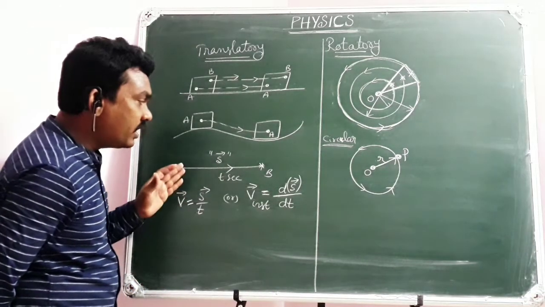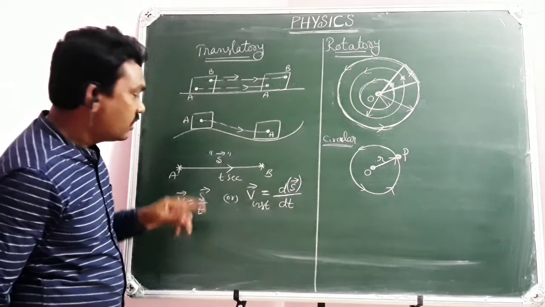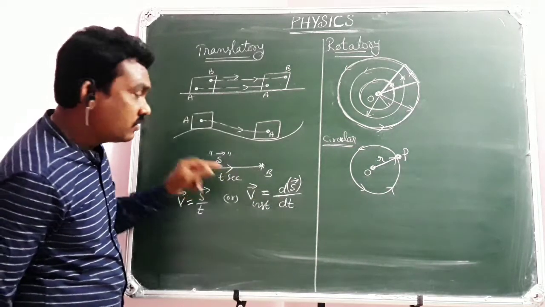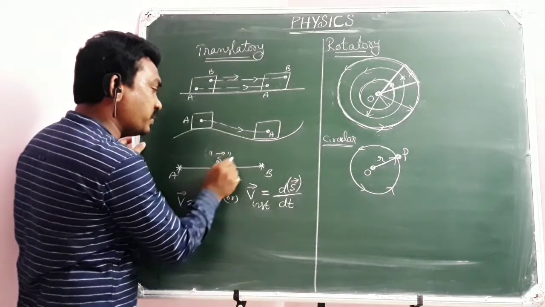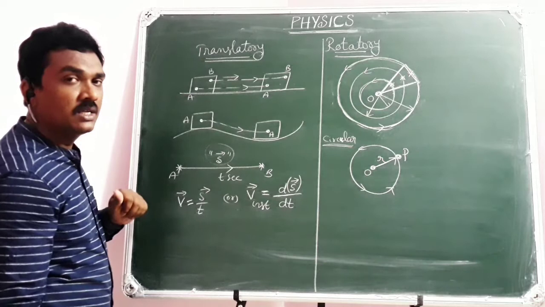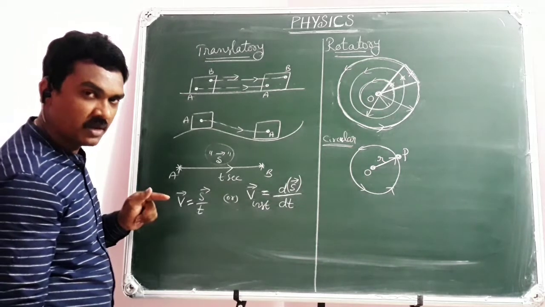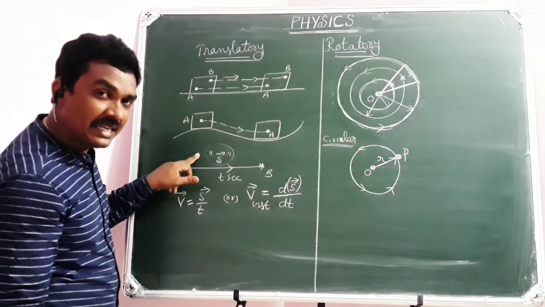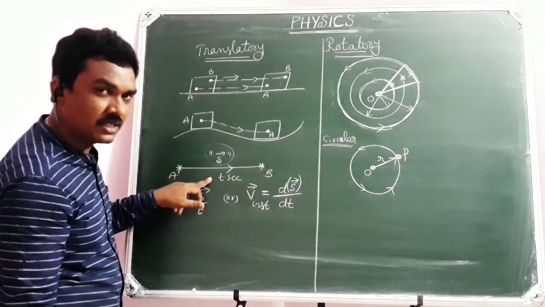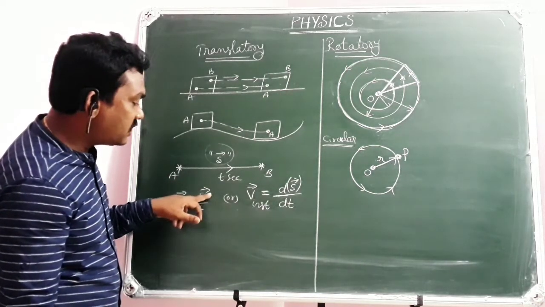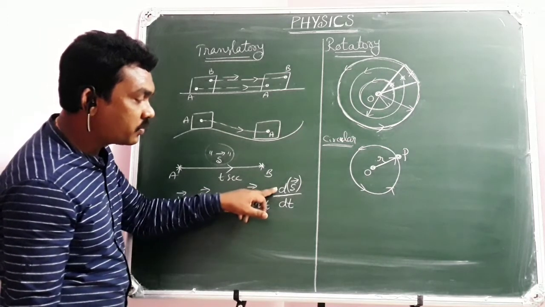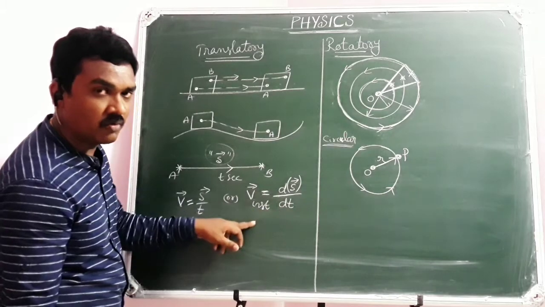This means when the body is moving in translatory motion, the change in position is expressed as displacement. Of course, you can term it linear displacement. I repeat: linear displacement. In what interval of time? T seconds. Then displacement per unit time, or the rate of change of displacement with respect to time, gives velocity.